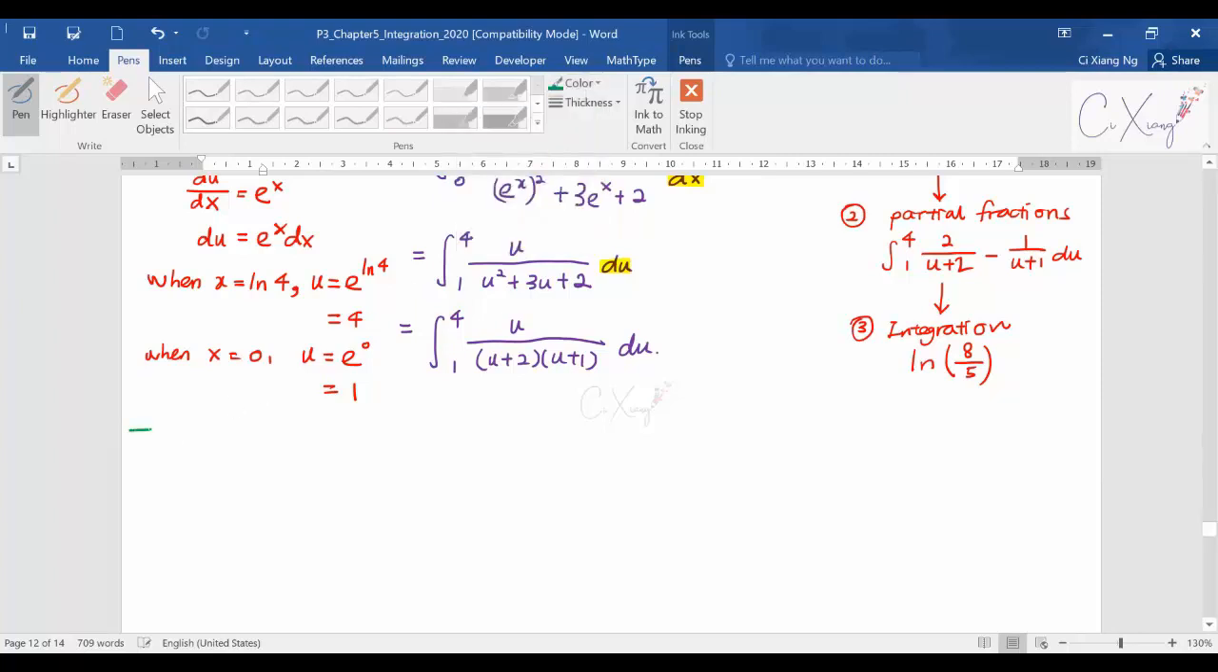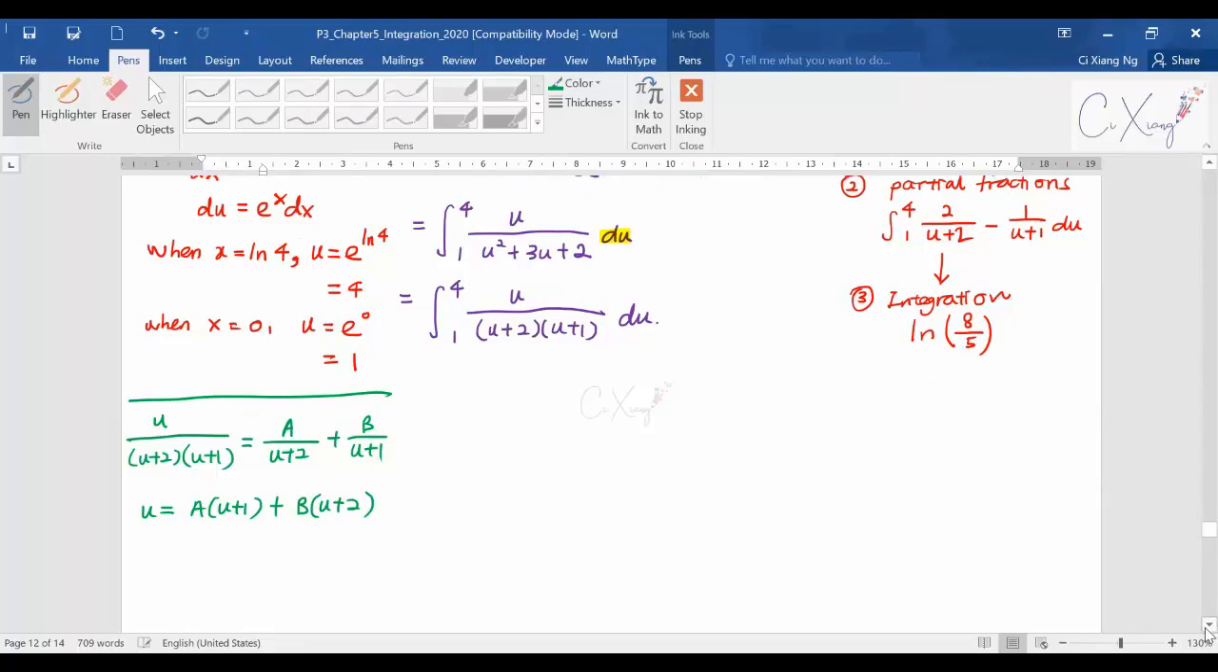Alright, so to solve it in partial fractions, I will write it here. So u over (u plus 2)(u plus 1), I can split it to become A over u plus 2, then B over u plus 1. Okay, so if you multiply the whole equation by the denominator that you have, you get u equals A(u plus 1) plus B(u plus 2).